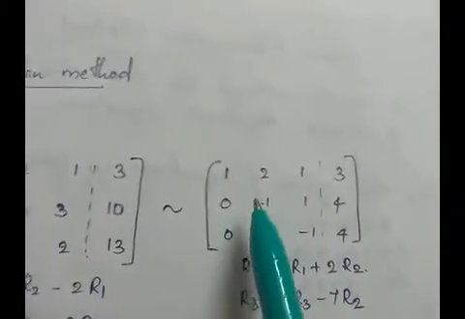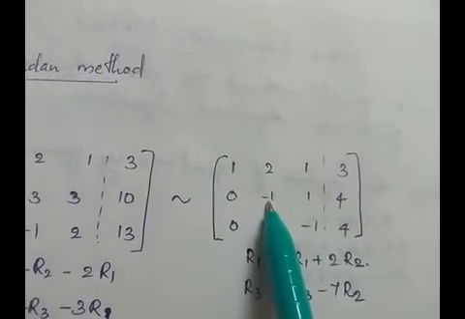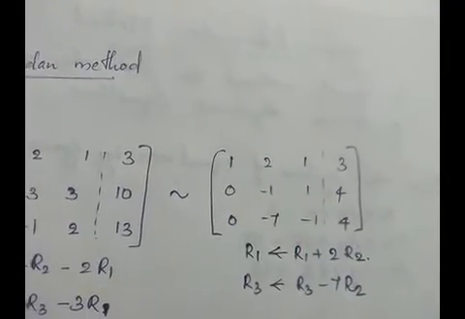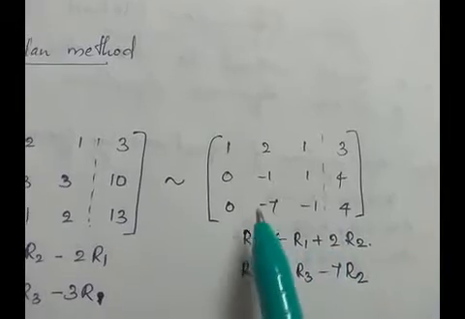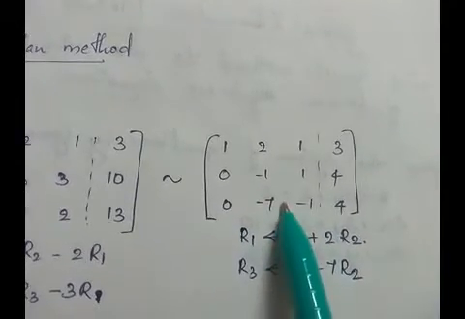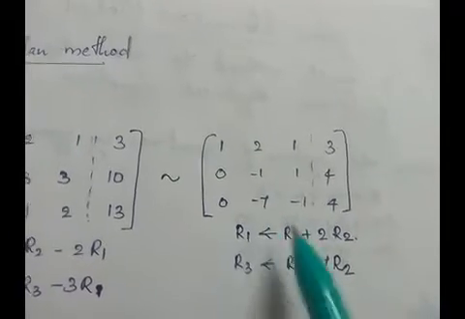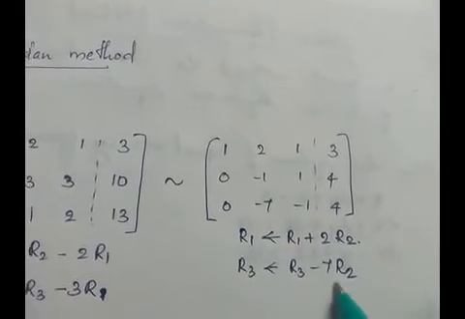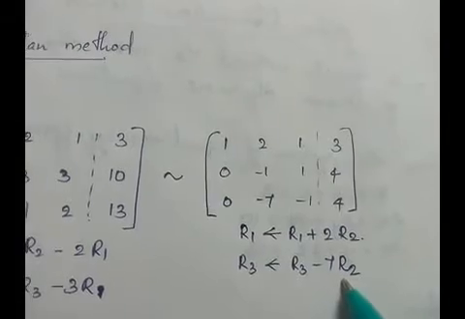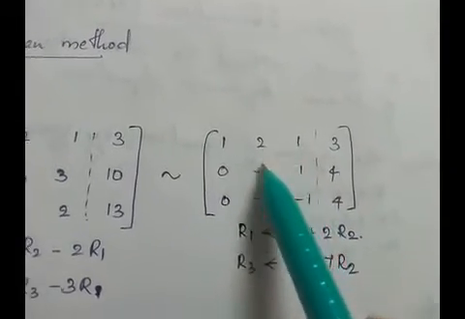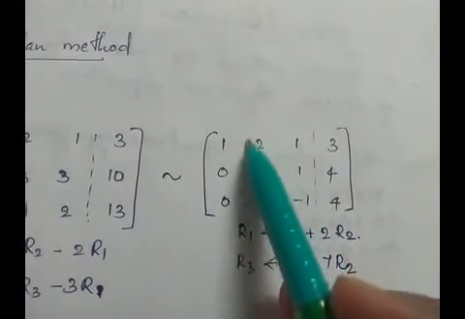Now here the next diagonal element is minus 1. Before, in Gauss elimination, we just converted the element below the diagonal element to 0. So minus 7 was converted to 0 in the Gauss elimination method, using the equation R3 becomes R3 minus 7R2. Now we have to convert the element above minus 1 also to 0.